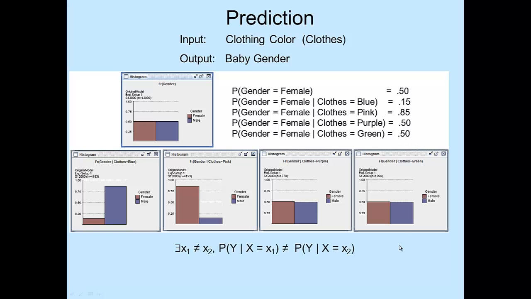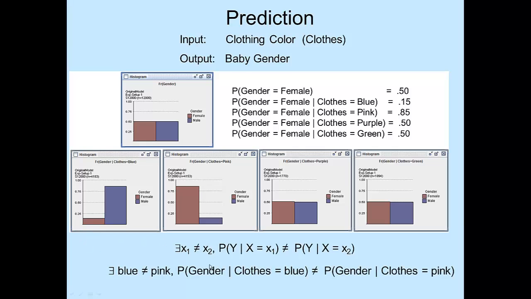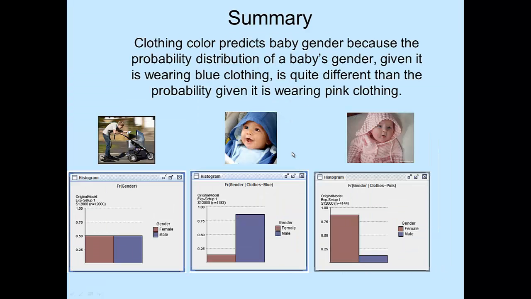And this illustrates the point about why there only has to exist 2 different values. Not all values have to be predictive. So does clothing color predict baby gender? Sure. Because there exist 2 different values of clothing color, namely blue and pink, such that the probability of gender given those 2 values is different, even though there exist 2 other values, purple and green, such that the probability of gender given those 2 values is basically the same. So in summary, clothing predicts baby gender because the probability distribution of a baby's gender, given it's wearing blue clothing, is very different than the probability given it's wearing pink clothing.